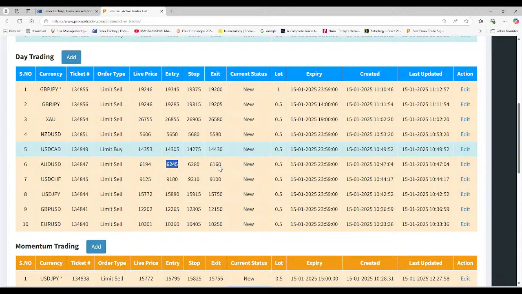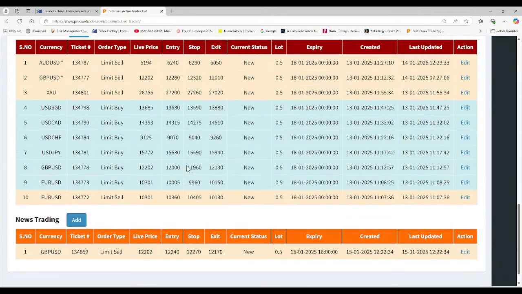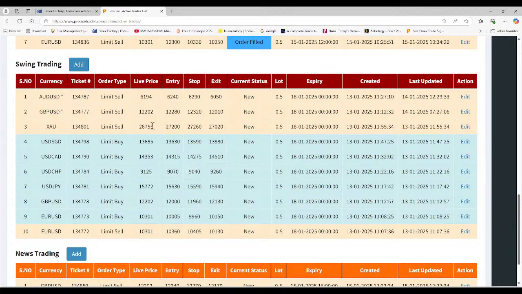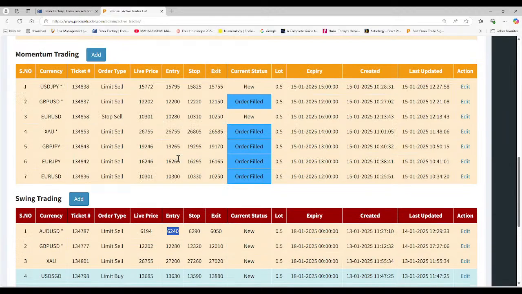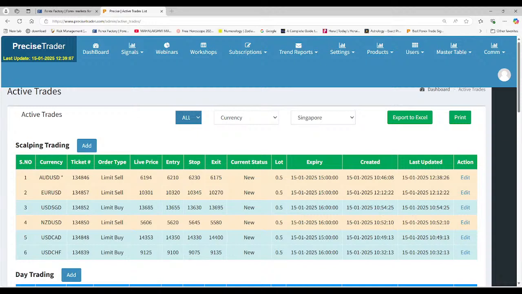61.60, 61.70 should be your key level of exit, because that is the key support. If it breaks, then it can go lower. Otherwise, this is going to turn from there. Then on the swing, I think we also gave at 62.40, and that one we are seeing lower. So that one, I think, let it work. Okay, now let's move on to the next cross.